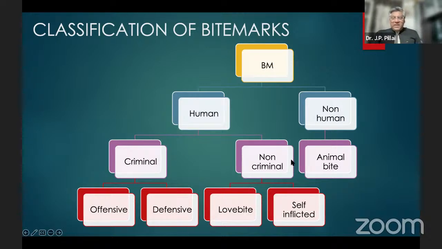Non-criminal bite marks are also seen, mostly love bites, what we call a hickey. Those are not from a criminal point of view. They are routine, and this is not considered criminal. Self-inflicted bites may also occur, especially lip bites, and this is all very common. Non-human is only animal bite marks.